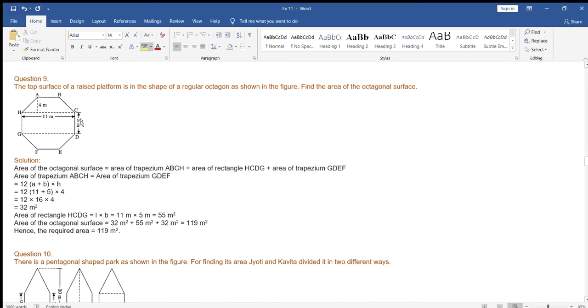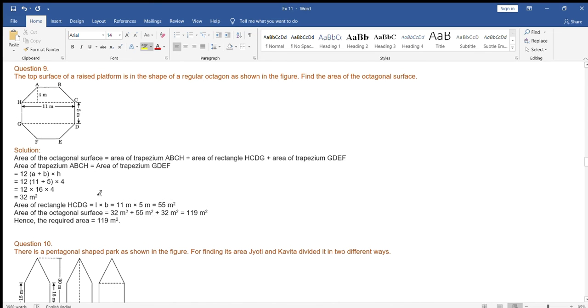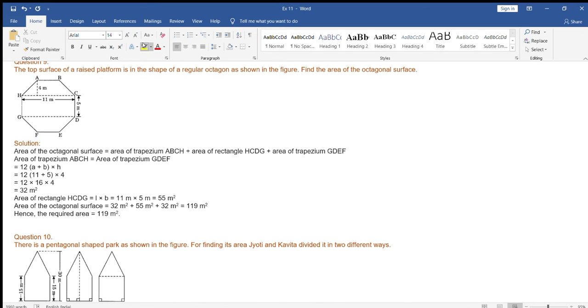Now, for a trapezium, this side AB is 5, height is 4, and this one is 11. For a rectangle, it is 11 into 5. So just see how we have solved. For a trapezium, area is half the sum of parallel sides into h, so it is half into (11 plus 5) into 4. And for a rectangle, it is L into B. At the last, we add all these three. Don't forget to add them. Once we have added, we find the required area.